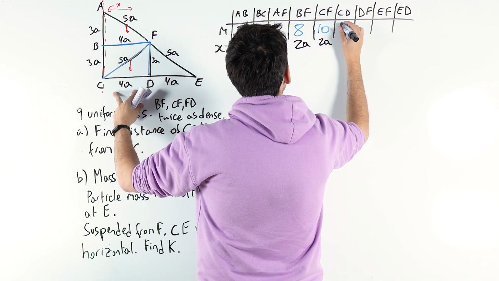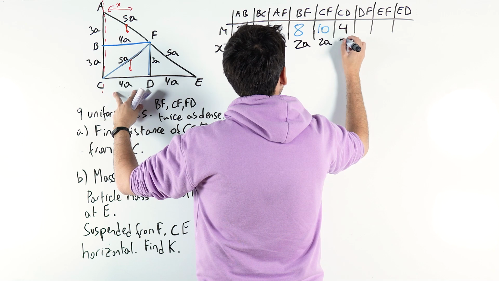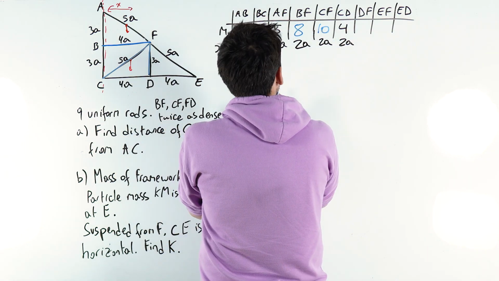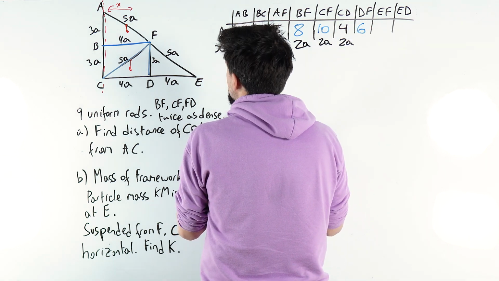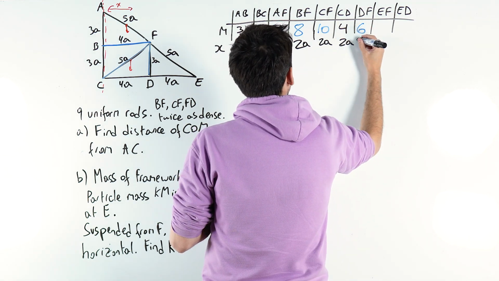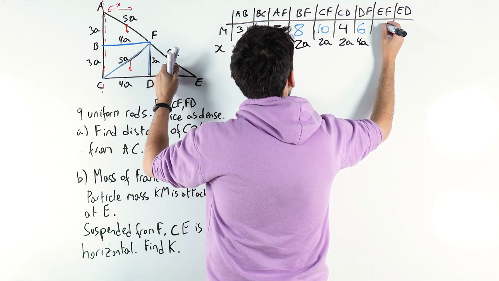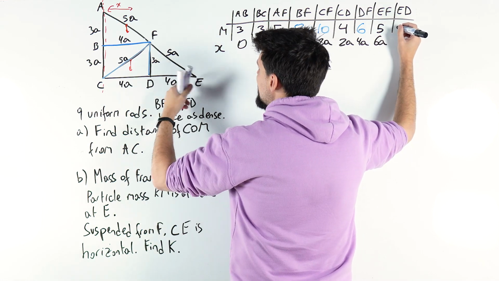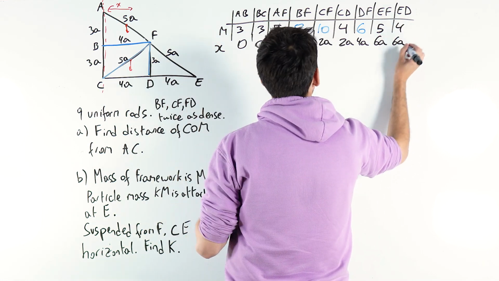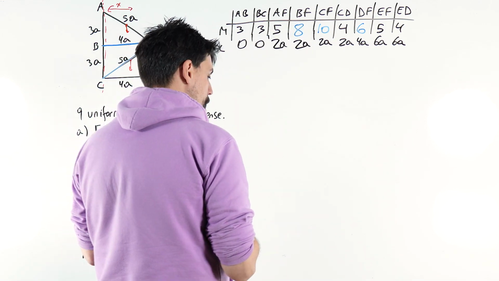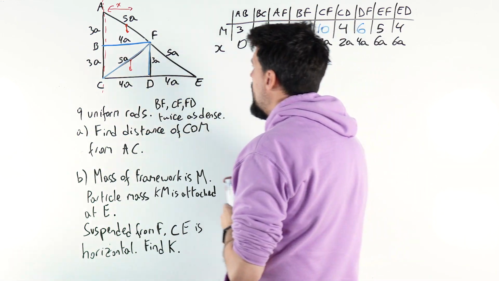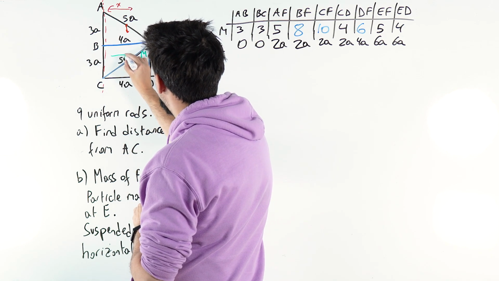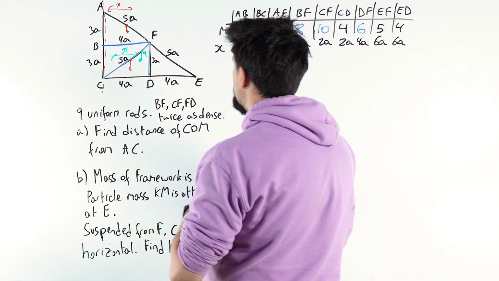CD is perfectly chill. That is a length of 4, and it's 2a away in the middle. DF, instead of 3, it's contributing a 6, and that is 4a away. EF is a length of 5, and that is going to be 4 plus another 2, which is 6a away. And ED is length 4, and that is also 6a away. Through all of this, somewhere, there is my equivalent center of mass, and that will be x bar away.